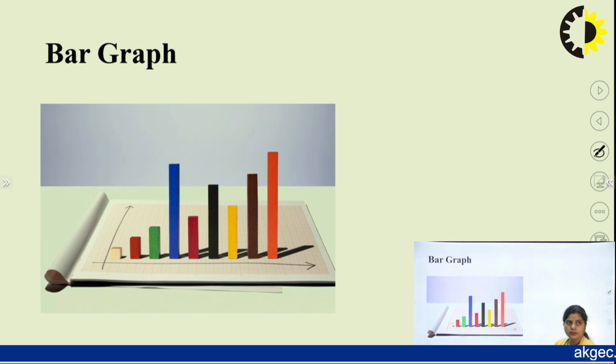This is a simple pictorial representation of the bar graph. Here we can see that this is the x-axis and this is the y-axis, and as per the requirement, we plot the data over the x-axis and the y-axis, and then we can form the bar graphs as per the data given in our data sets.